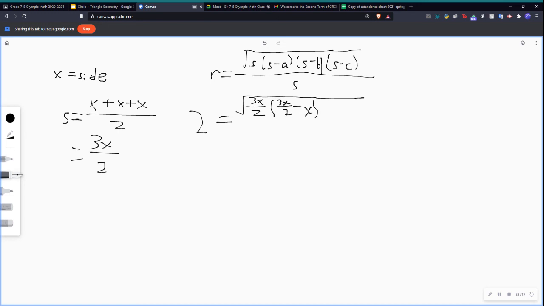And for simplicity's sake, I'm just going to cube this, take it to the power of 3, because we're going to have this 3 times. So s minus a, s minus b, and s minus c would all equal each other. We have s for the first term, and the second term would always be x, because this is an equilateral triangle, all the side lengths equal x. So then we have that, 3 times, so we take the exponent of 3. And then we divide by s, which is 3x divided by 2.